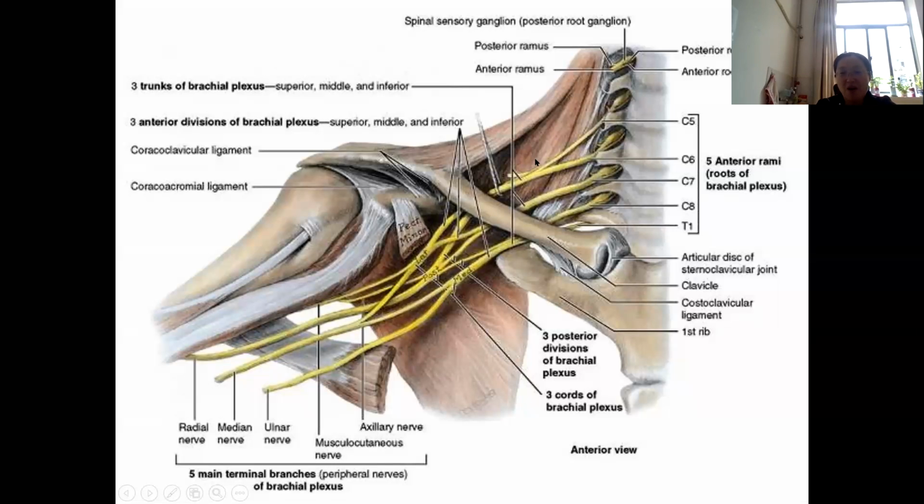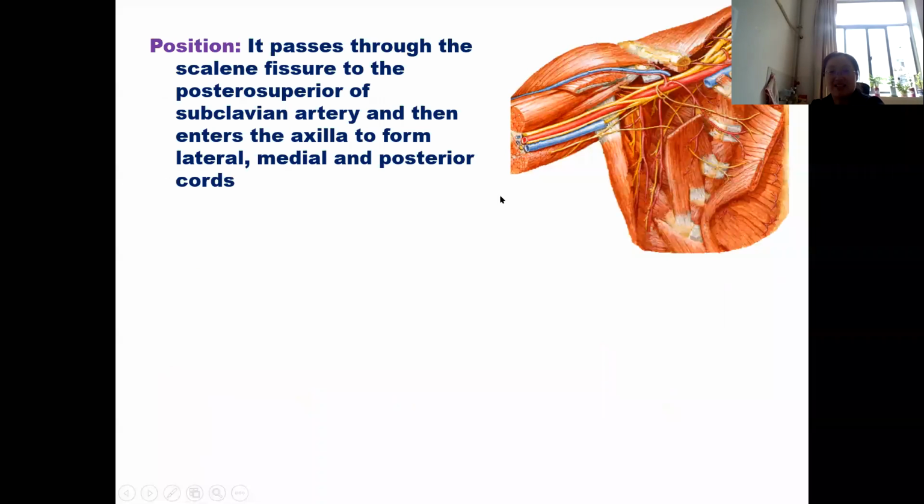First it forms 3 trunks: superior, middle, and inferior. Then each trunk divides into an anterior division and a posterior division. After that, the divisions reunite into 3 cords, and most of the branches are given by these 3 cords. Okay, these are the brachial plexus. It passes through the scalenus fissure.